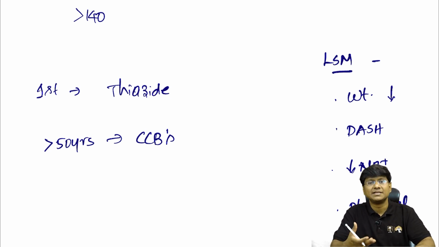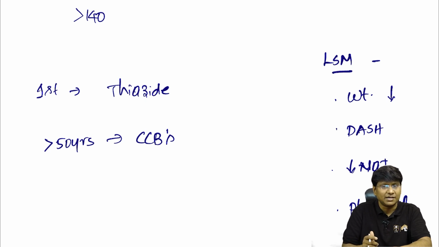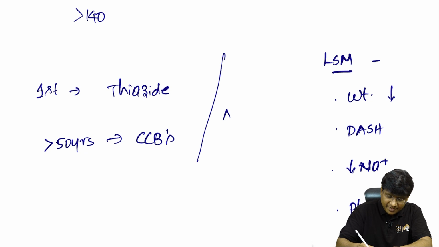And among the drugs, the first line will be the diuretics, that is thiazide diuretics in elderly individuals. It is the calcium channel blockers, which is the first line antihypertensive, right? And the other alternative drugs apart from thiazide diuretics or the calcium channel blockers include the ACE inhibitors and the angiotensin receptor blockers.